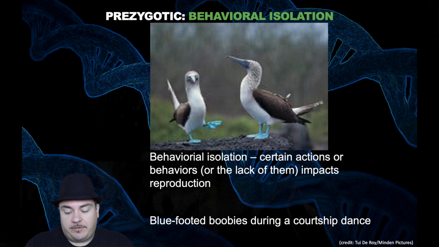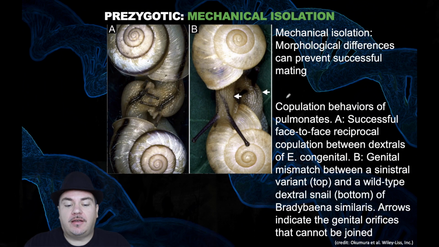They choose not to mate with each other. So that is an example of prezygotic isolation. They don't even attempt to mate with each other. Why? Because they don't do the right dance. Another type of prezygotic isolation is mechanical isolation. These are morphological differences or structural differences that prevent successful mating.